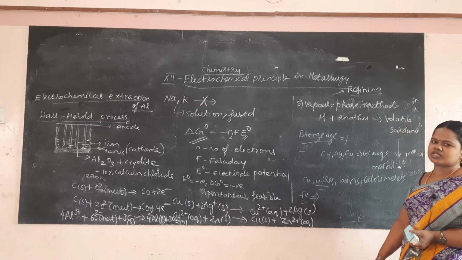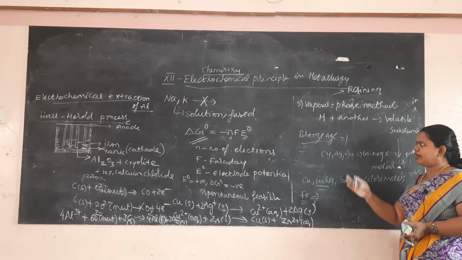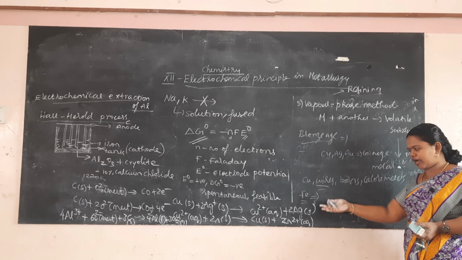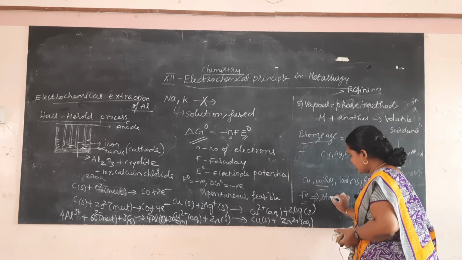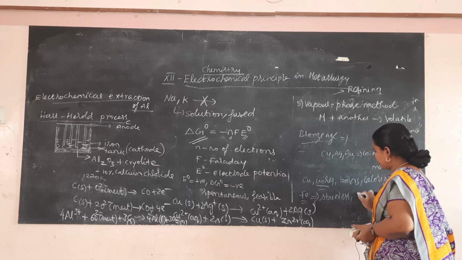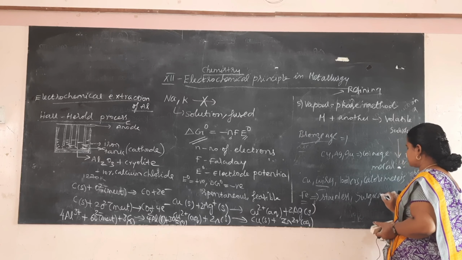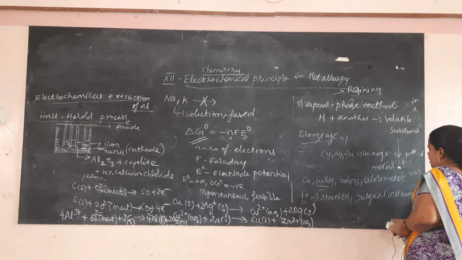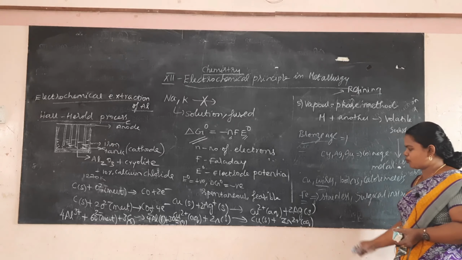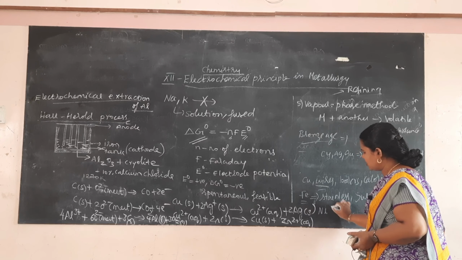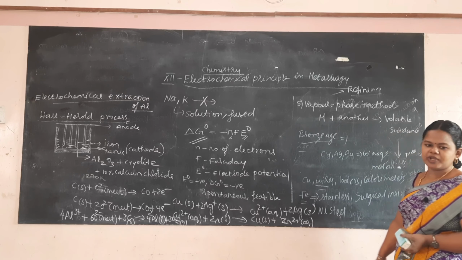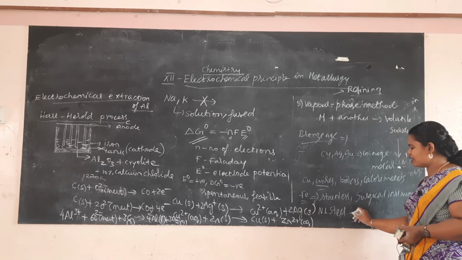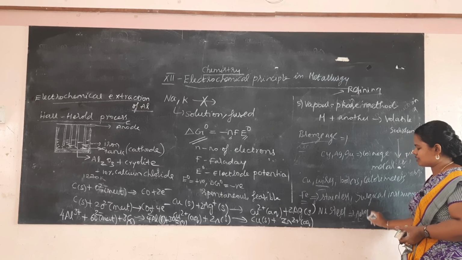Iron is also used in preparing different articles, and this iron alloy, stainless steel, is used to prepare surgical instruments and cooking vessels. Then nickel steel is used to prepare aeroplane parts. I already told you that aluminium is used to prepare aeroplane parts, so that is one word. Nickel steel is also used to prepare aeroplane parts.